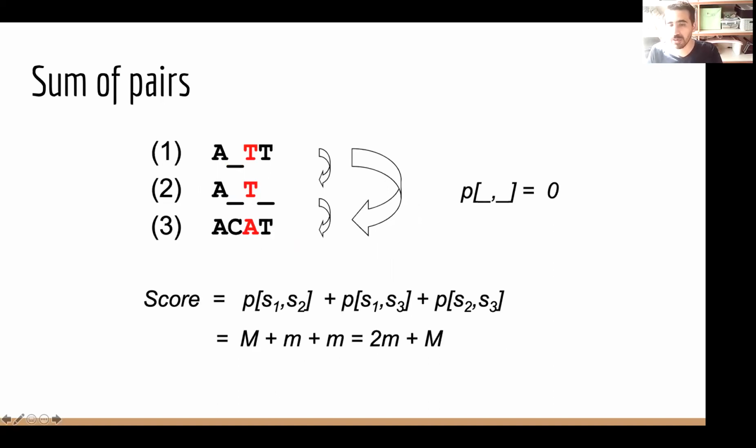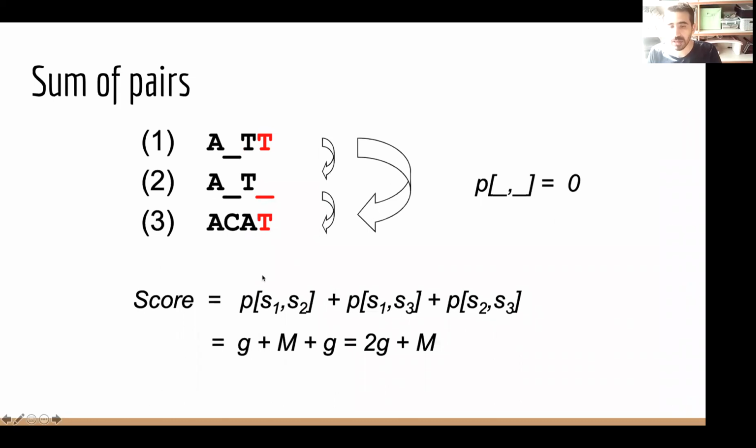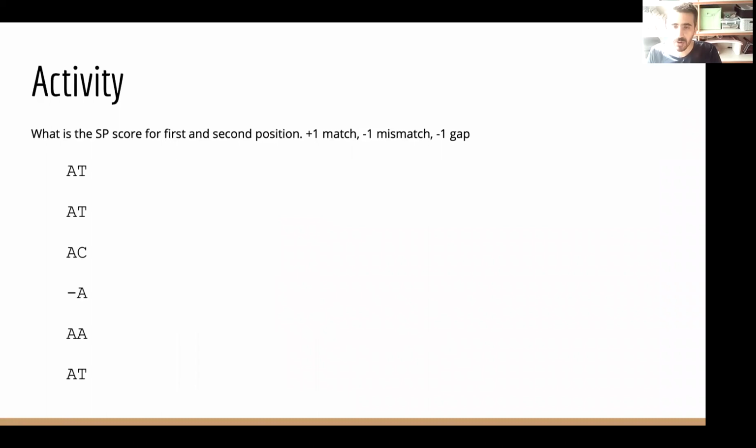Now you can do the same thing for the third position. T versus T is a match, represented by capital M. T versus A is a mismatch, and T versus A is another mismatch. Now we have 2 mismatches and 1 match, which is going to be the score for the third position. You continue doing that, and at the end of the calculation, you have one score, which is called the sum of pairs. Normally I would have an activity here, but I'll skip that.